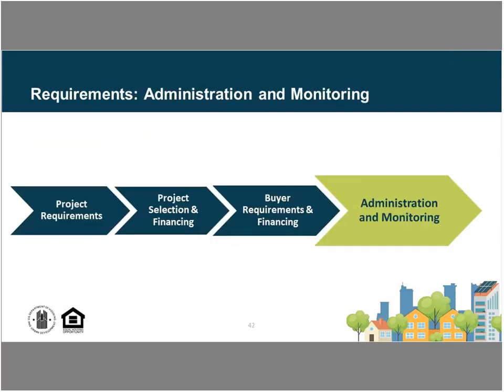Right, so the monitoring exhibits address a few administrative requirements. We're going to talk about procurement. This is if the PJ or the subrecipient is selecting the contractor. We're going to talk about project completion and record retention.